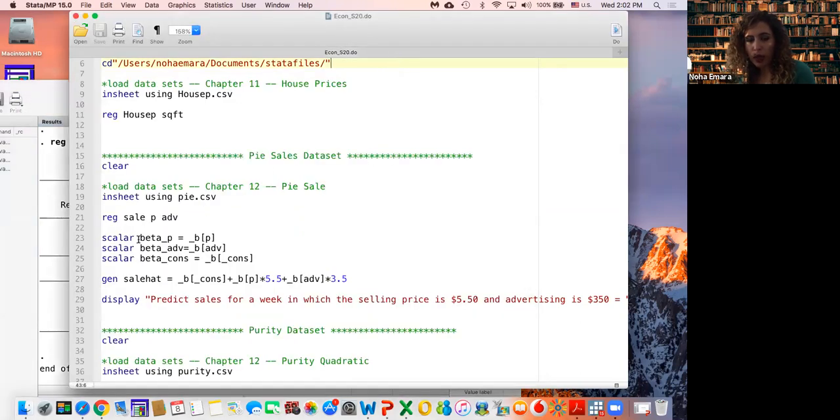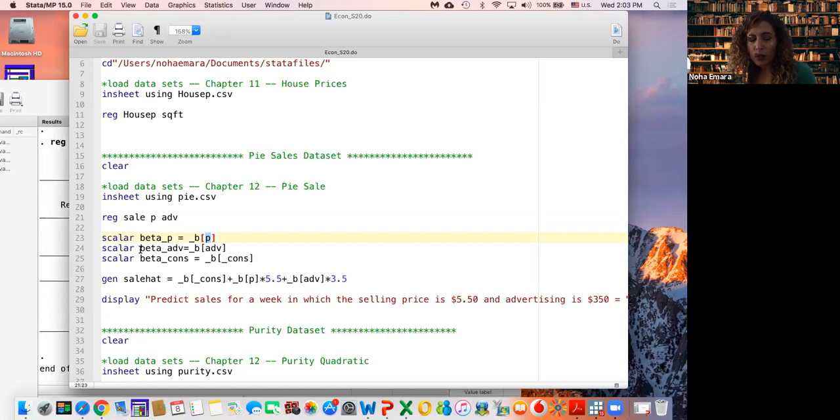The scalar command allows you to extract the coefficients, and whatever is before the equal sign is something that you name, whatever name you like. I prefer to call it beta underscore P. Whatever you see after the equal sign you have to do this way, so Stata understands that it should go to the B matrix, the beta matrix that has all the coefficients of the regressors, and get the coefficient of P.